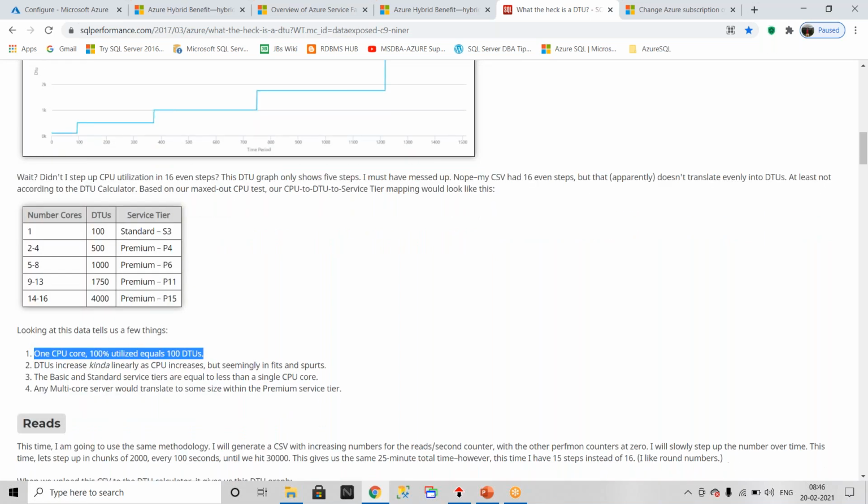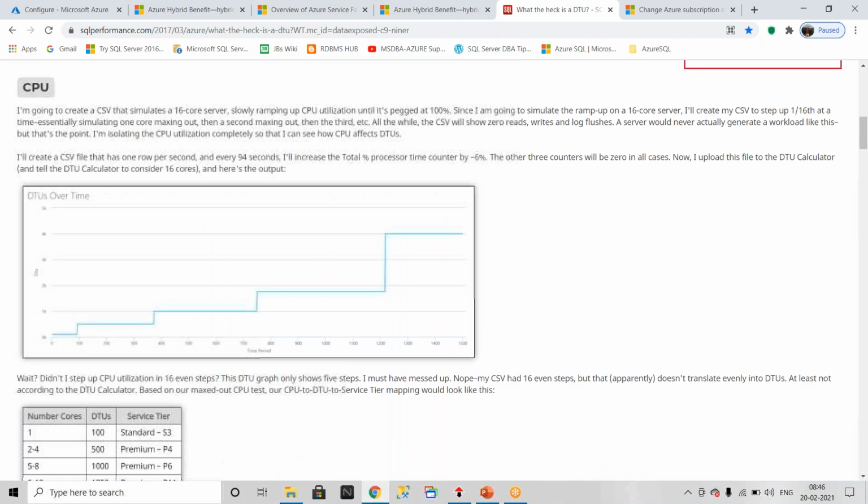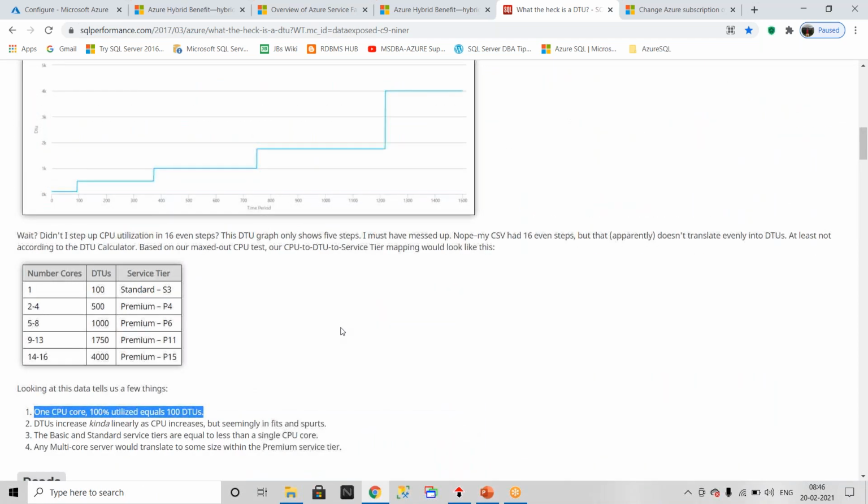But again, DTU is the combination of disk, CPU, and memory, right? So how can we say it's only a core? When you go for core, we are basically going for the vCore methodology. So you need to mainly focus on the vCore, right?